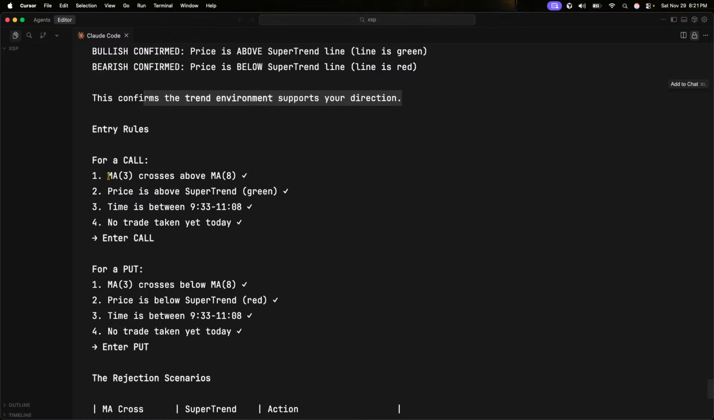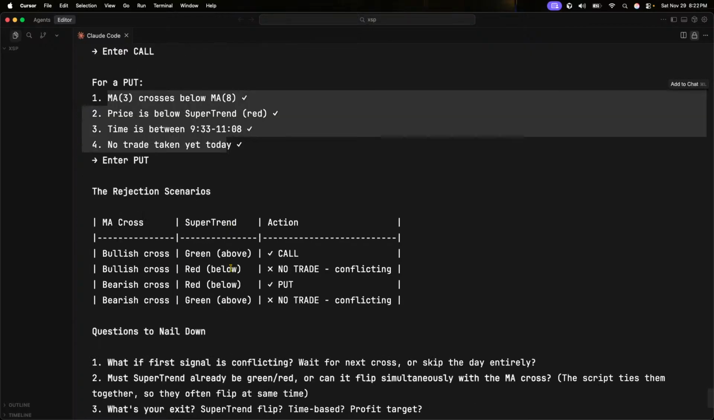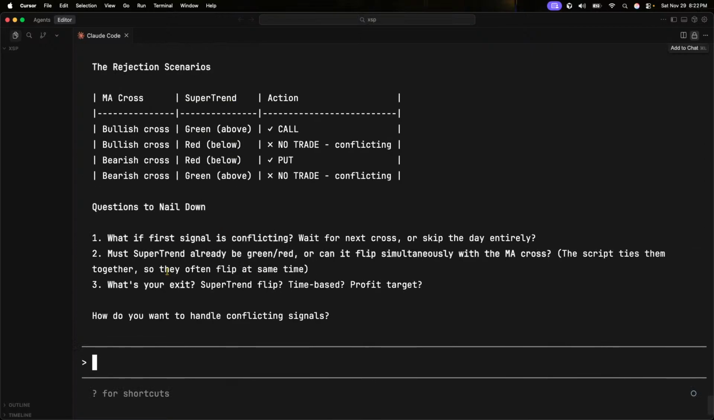So this is how we get in. MA3 crosses above MA8, the price is above the super trend line, no trades taken yet. Enter a call, or for a put, the reverse. Beautiful. What if the first signal is conflicting? We wait for the next cue or we skip the day entirely.